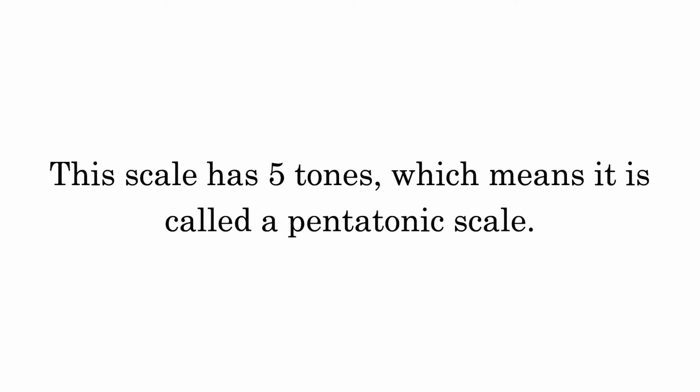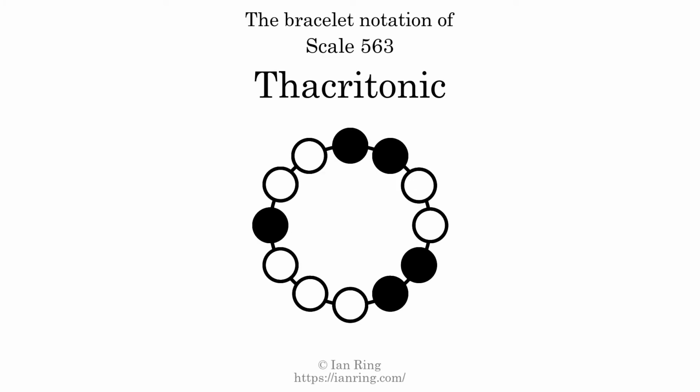This scale has 5 tones, which means it is called a pentatonic scale. This is a bracelet notation diagram of scale 563. The shaded circles represent tones that appear in the scale, and they are read clockwise, starting at the top.